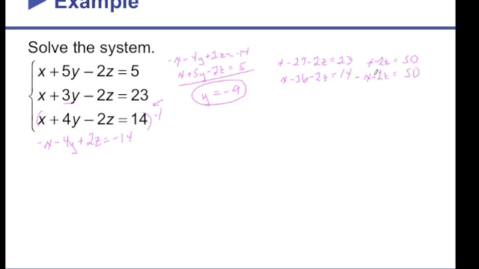Subtracting, so I'll change all of these signs, I'll end up with 0, 0, 0. So 0 equals 0. Since that is true, we have infinitely many solutions.